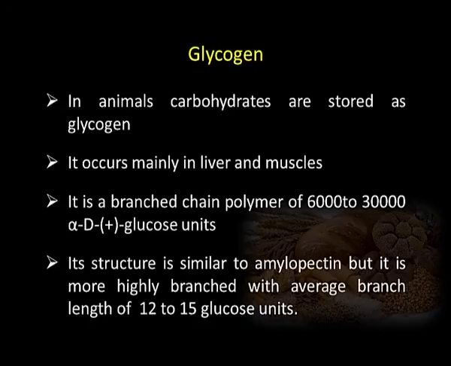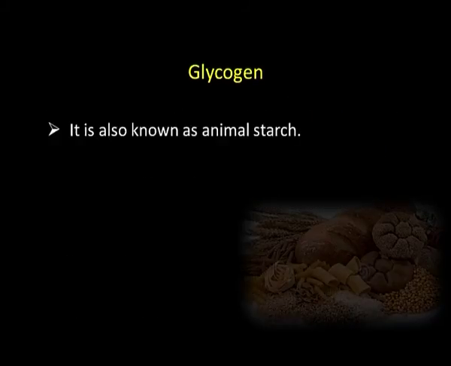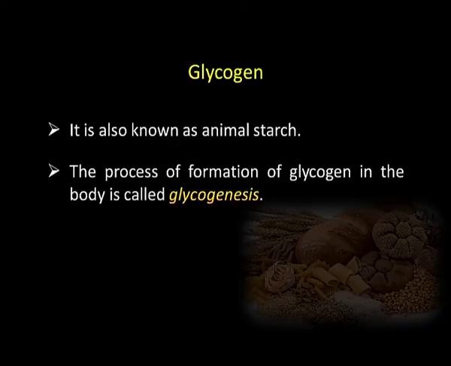linked together. Its structure is similar to amylopectin, but it is more highly branched, with an average branch length of 12 to 15 glucose units, whereas it was about 25 in the case of amylopectin. Glycogen is also known as animal starch, and the process of formation of glycogen in the body is called glycogenesis.